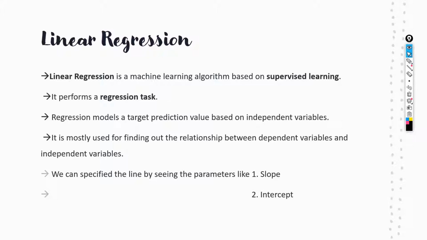Finally, we want to know what linear regression means. It is mostly used for finding the relationship between the dependent variable and independent variables. Simply, we can say that the relation between the independent variable and dependent variable is known as linear regression. How can we identify the linear regression? We can specify the line by looking at parameters like slope and intercept. This regression line, the best fit line, we can easily find by using the slope and intercept. These are the two main things.